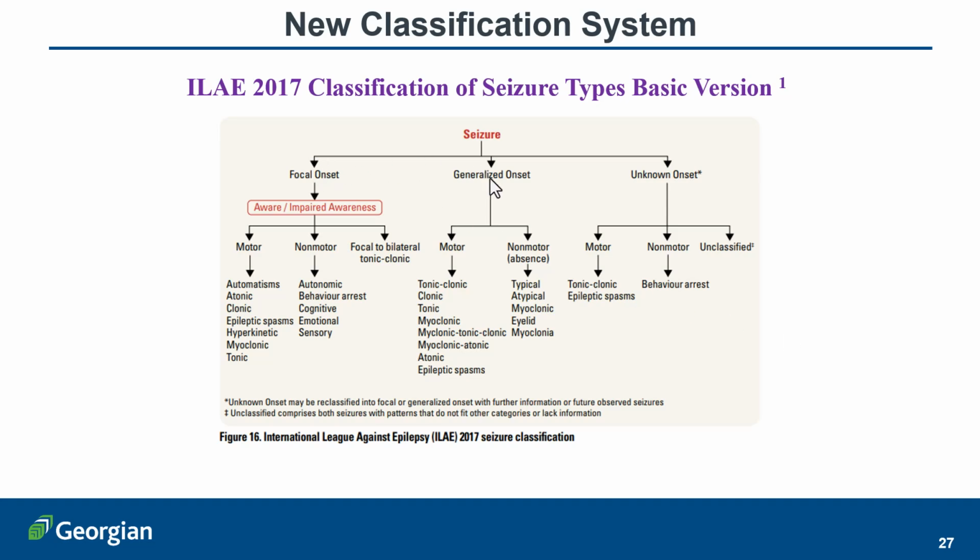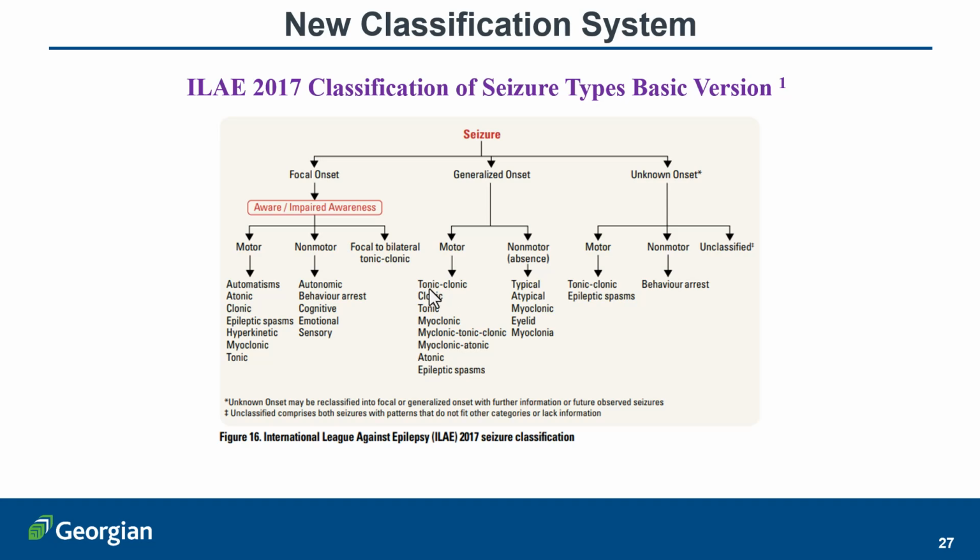Focal onset versus generalized onset as determined by the EEG. If it's focal onset, then is the client aware or has impaired awareness? Is it motor versus non-motor? If it's a generalized onset, again, motor versus non-motor variants.